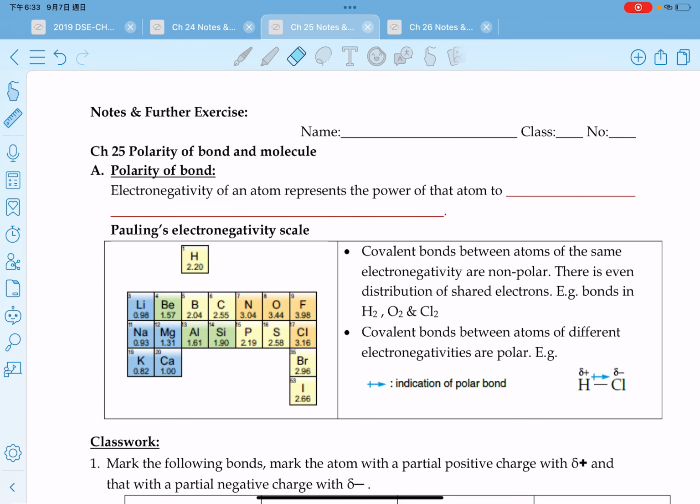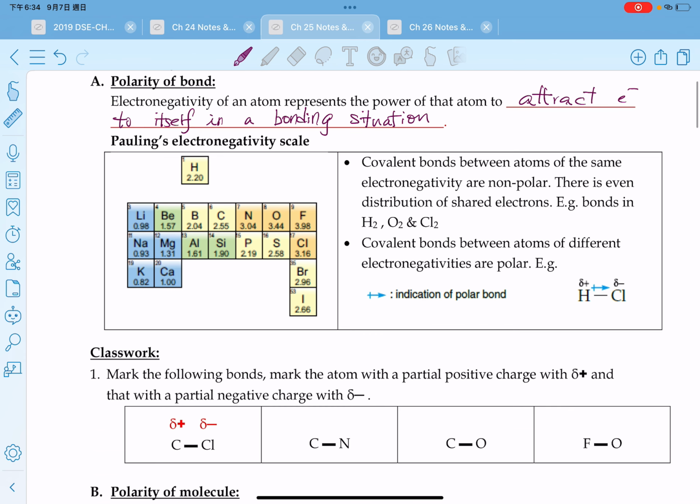What is electronegativity? We will say that the electronegativity of an atom represents the power of that atom to attract electrons in the bonding situation, but attract electrons towards where? Towards itself in a bonding situation. So we are talking about the power of whether it is easy to attract electrons.